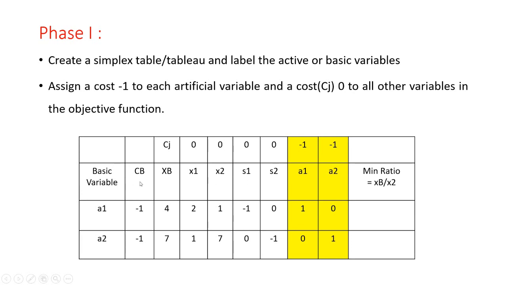So here the basic variables are CB, XB, X1, X2. So these are the decision variables. S1, S2 are the surplus variables and A1, A2 are the artificial variables. And I am considering here the cost for the artificial variable as -1. So here Cj is our cost. The remaining variables I am considering 0 and the artificial variables are -1, -1.